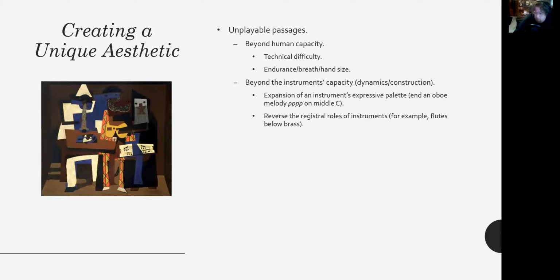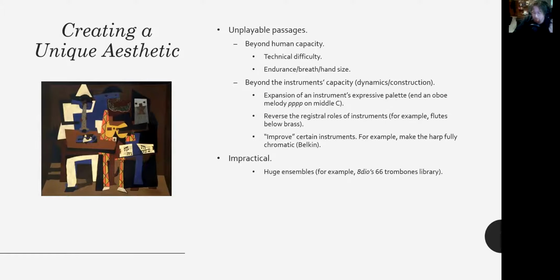Similarly, we can reverse the registral roles of instruments. We can finally hear a flute project in its lower register over a sea of brass. We can also improve certain instruments and finally have a fully chromatic harp. Lastly, we can also write music that is so impractical that it would never be played by a real orchestra.